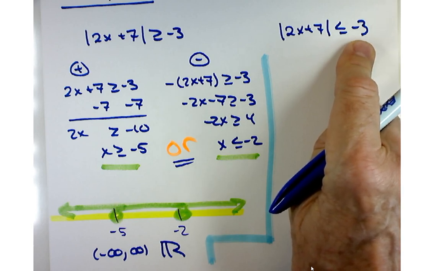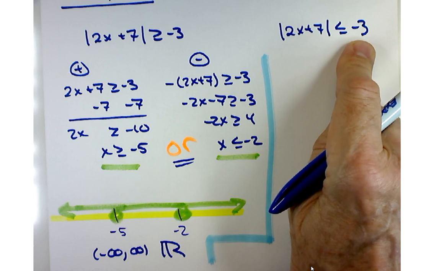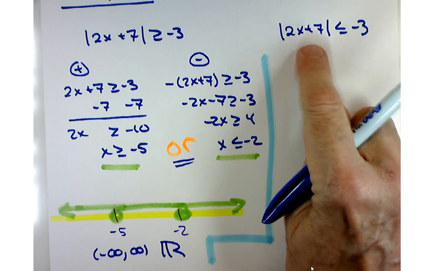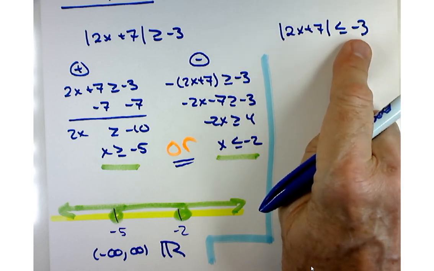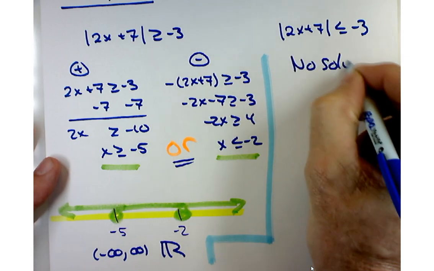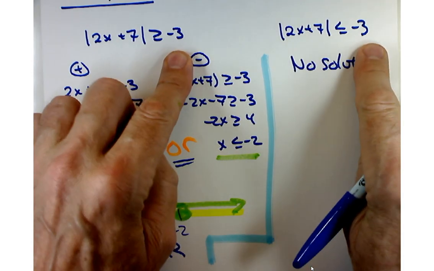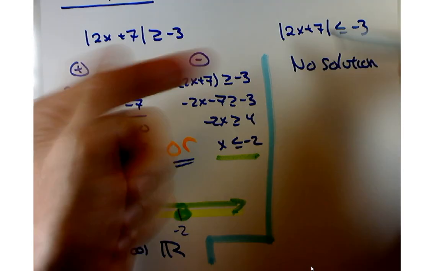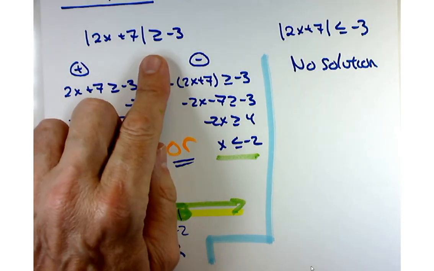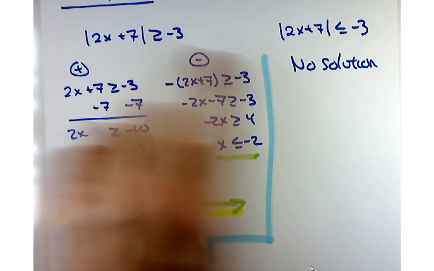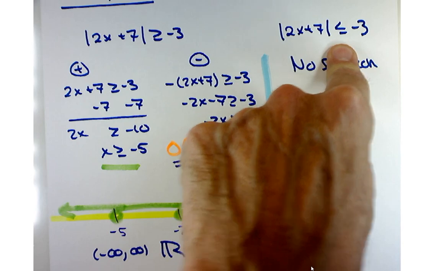Nick's looking a little uncertain about this. It doesn't sound like it works to me. Can something positive or 0 be less than a negative 3? No. No solution. So when you get these negative numbers involved in an absolute value equation or inequality, stop and think. I don't want to see all the work here for these types of problems. I just want you to recognize, oh, wait a minute, let's stop and think. This one's always going to be true. Something like this can never be true.